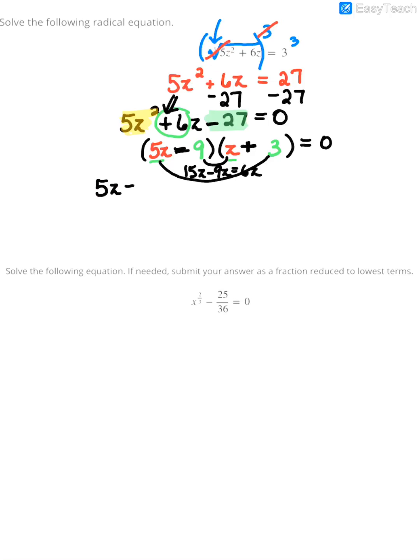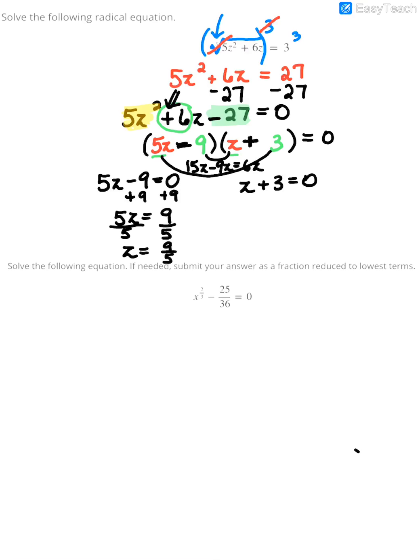Once you have a quadratic factored, you set each particular factor equal to 0. The only way a product can be 0 is if one or both of the factors are 0. And then solve. If 5z minus 9 is 0, I can add 9 to both sides. I'm going to get 5z is equal to 9. Divide both sides by 5, and I have one possible answer of 9/5. And then if z plus 3 is equal to 0, I can subtract 3 on both sides, and that would give me another potential answer of z is equal to negative 3.